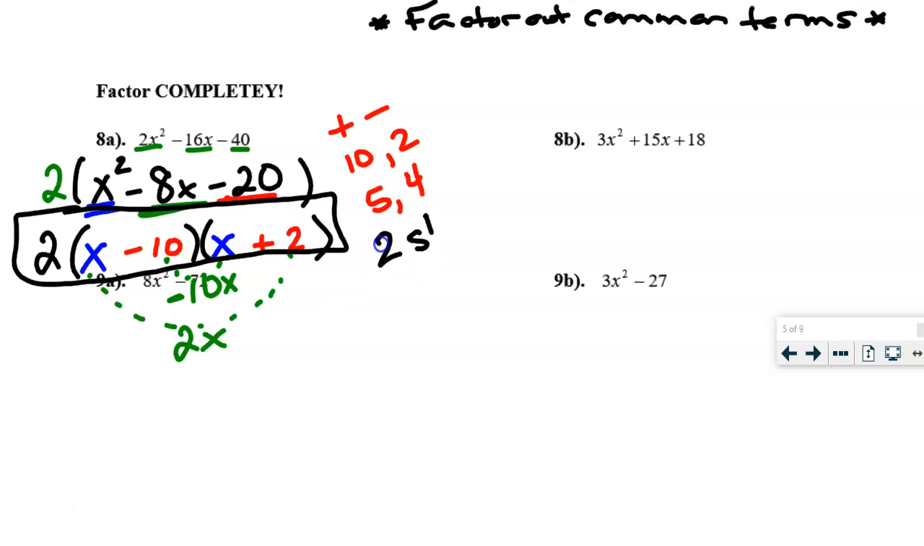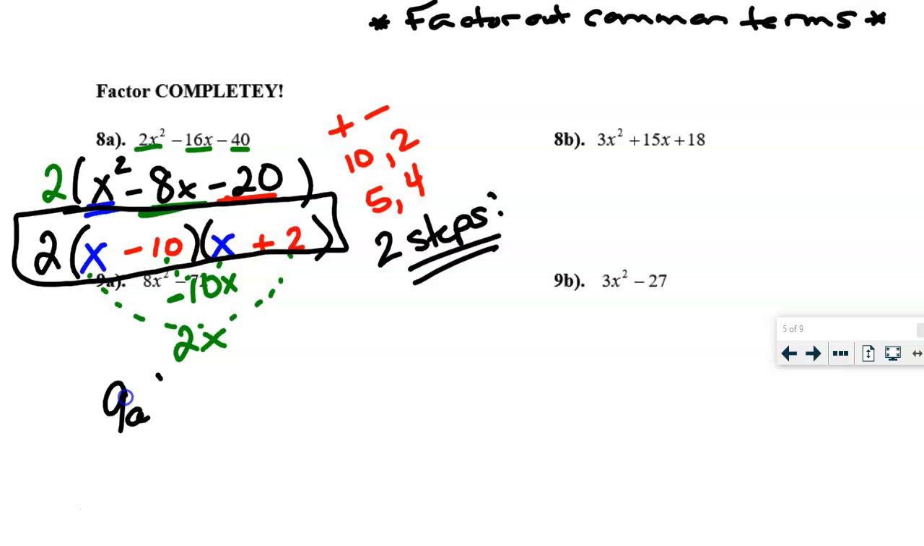This one takes 2 steps. So regardless of whether you take the 2 out at the beginning or the end, it has to be done in 2 steps. So trust your teacher when I tell you it's easier to have it taken out in the first step.